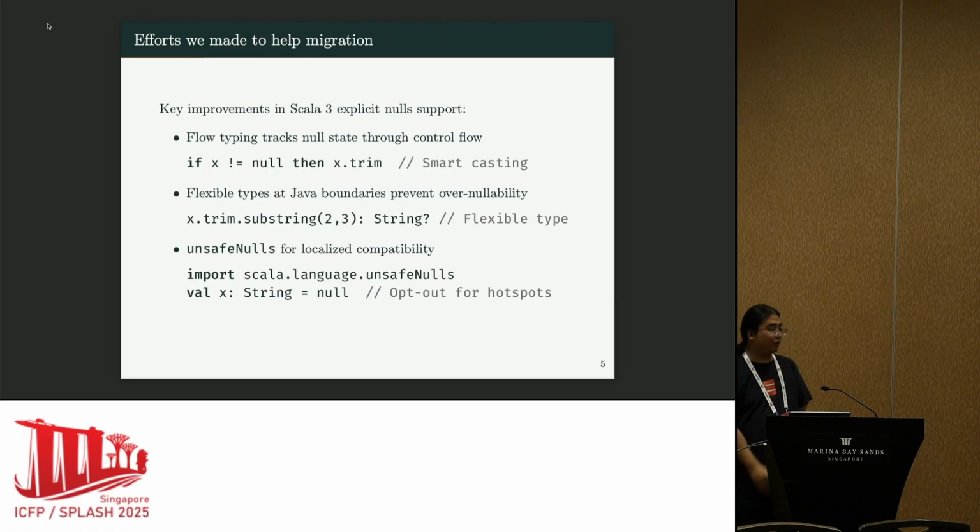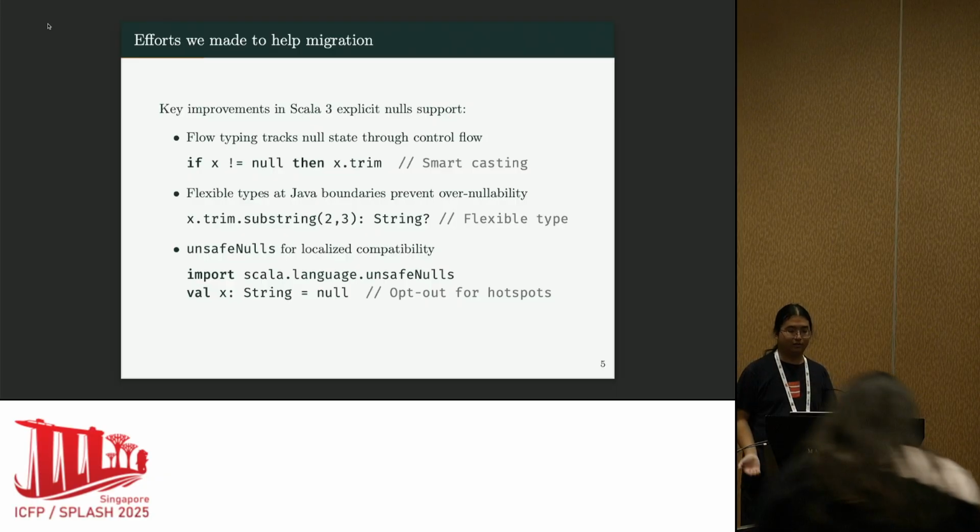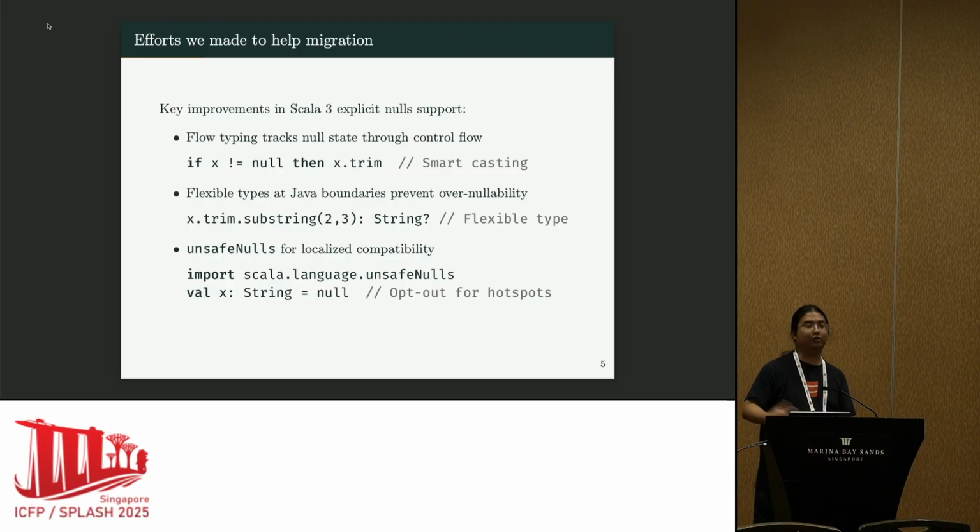Of course, this feature will modify the type system and the type hierarchies. When you enable it, your code will break, and we do care about compatibility. So we already implemented several improvements in the compiler to help users gradually migrate to these new features. We have flow typing to check nullability in the control flow. We introduce flexible types, such that for types from the unsafe world, for example from Java, you can treat them as nullable and non-nullable at the same time.